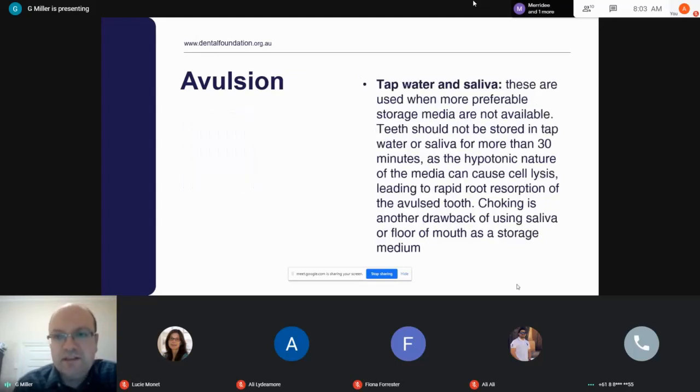Tap water and saliva are available when no other options are available. Teeth stored in tap water, as it's hypertonic and causes cell lysis, can lead to death, unfortunately, of the periodontal ligament around the avulsed tooth. And using saliva in the mouth is a risk of choking. If possible, the patient reimplanting the tooth themselves is advisable if they are going to be further away from a dentist or medical facility, and that reduces and eliminates these risks.